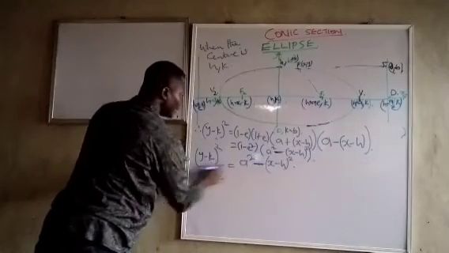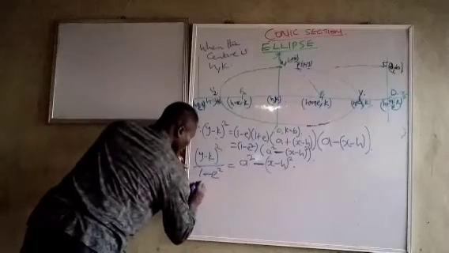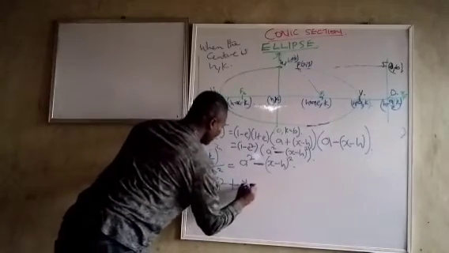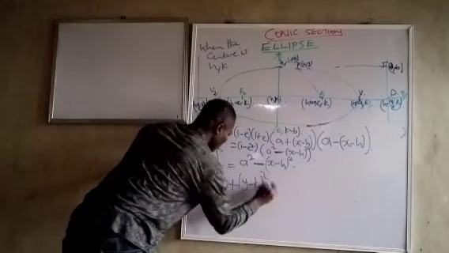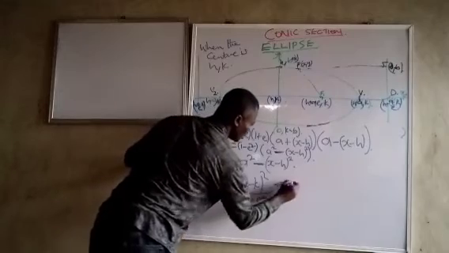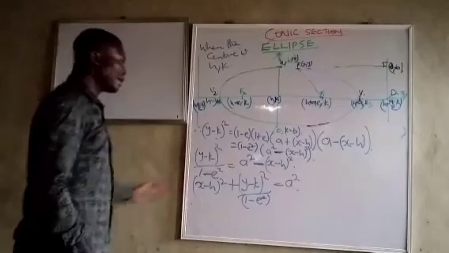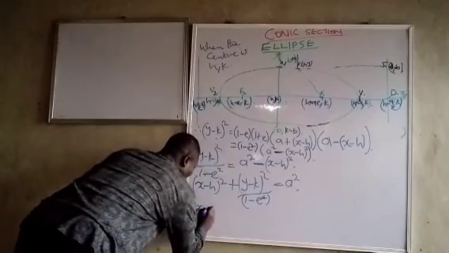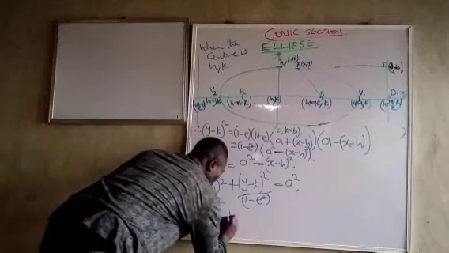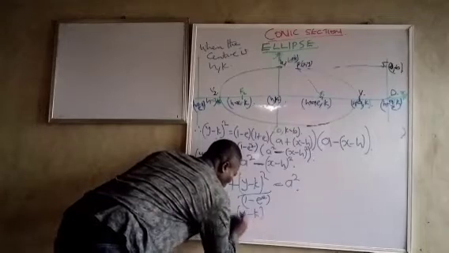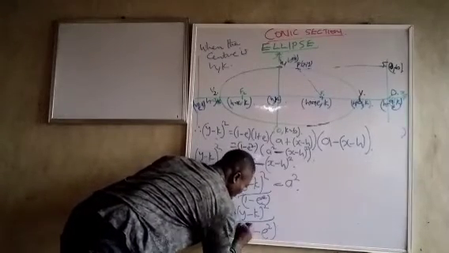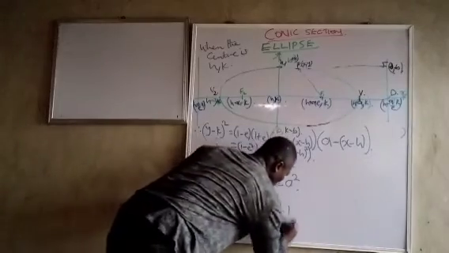Now let me add x minus h squared to both sides. So I have x minus h squared plus y minus k squared over 1 minus e squared is equal to a squared. Divide through by a squared. I have x minus h all squared over a squared plus y minus k all squared over a squared into 1 minus e squared is equal to 1.